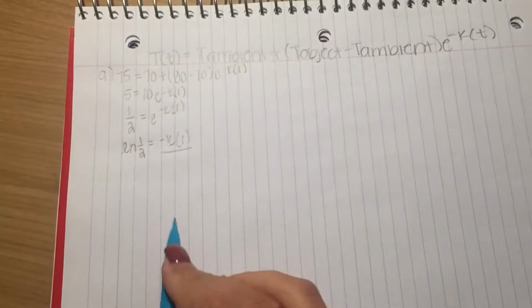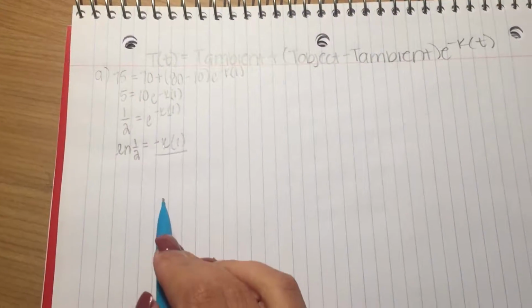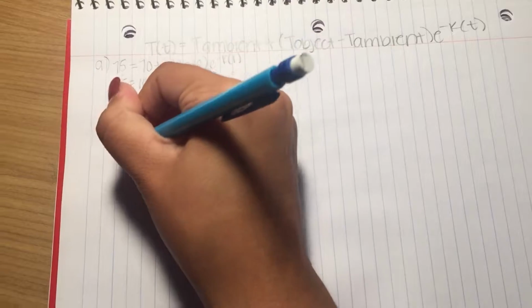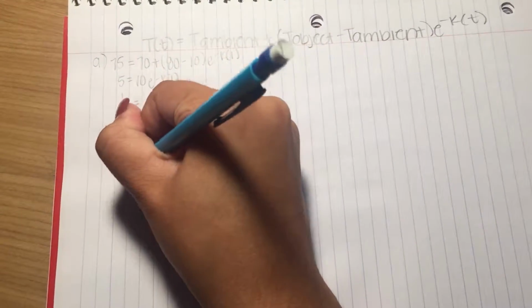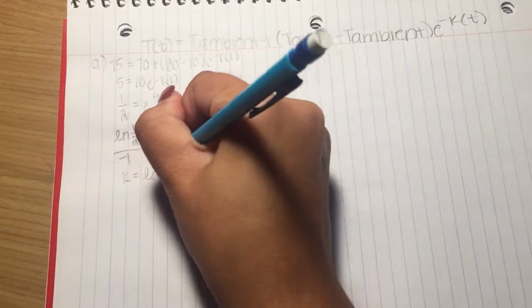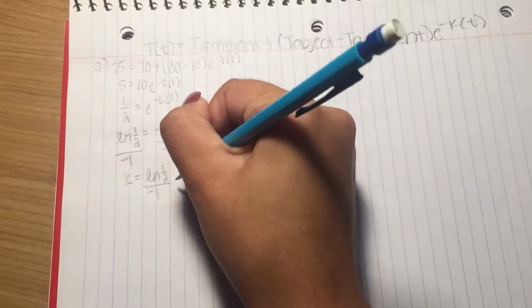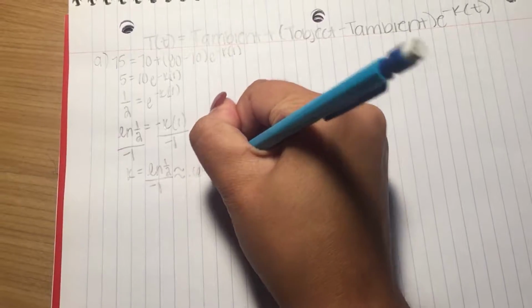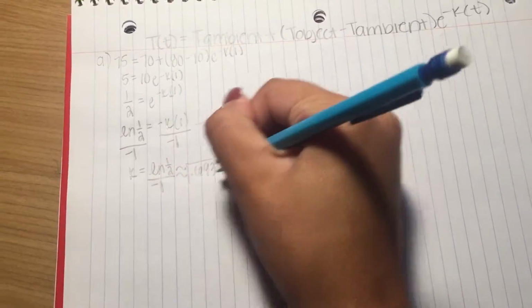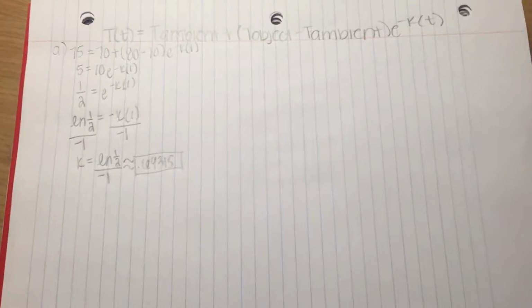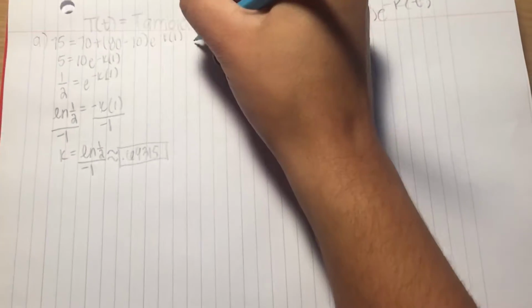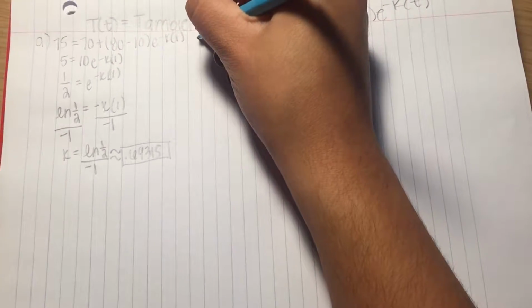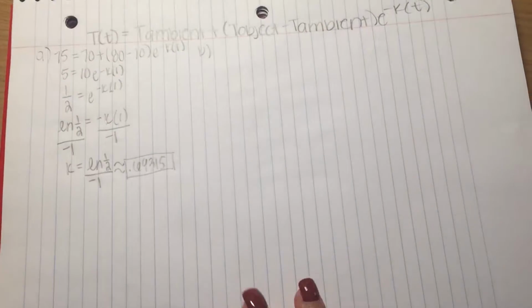And to be able to get the negative out of the k and work with the 1, I'm going to divide by -1 on both sides. So k is equal to the natural log of 1/2 divided by -1, which is approximately equal to 0.69315. And that is the decay coefficient that I'm going to plug back into the equation to find how much time passed from the time of death to the time of discovery for part B.